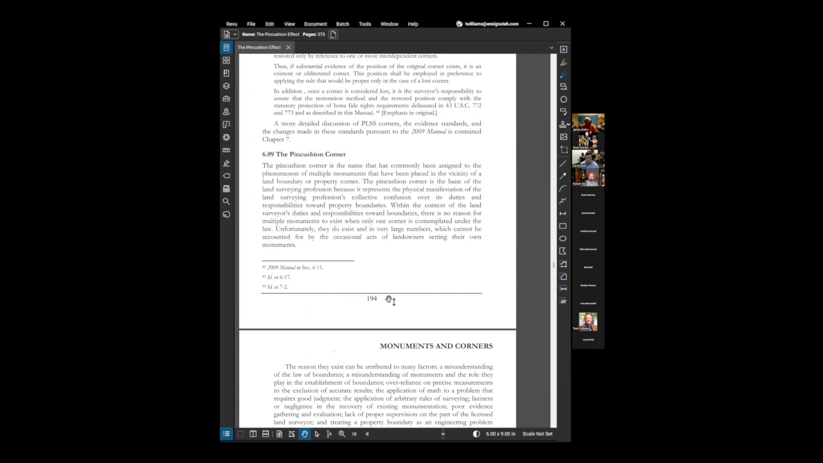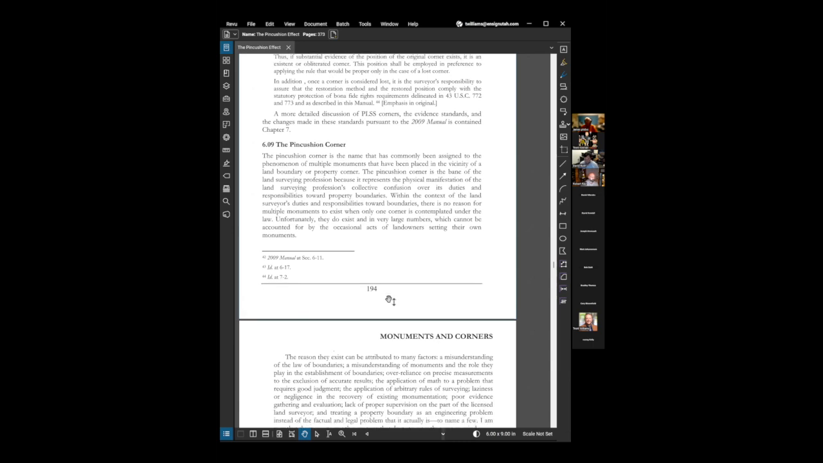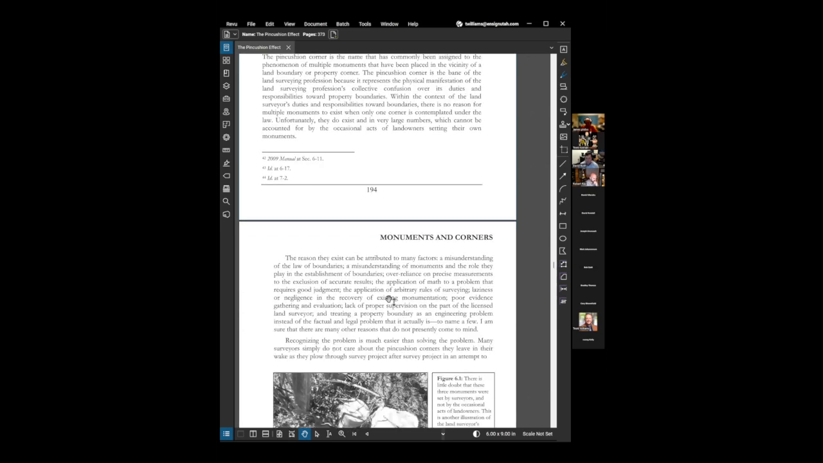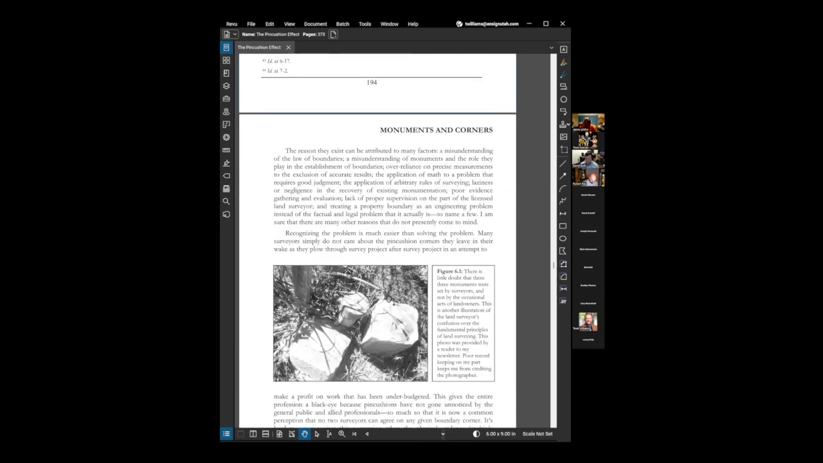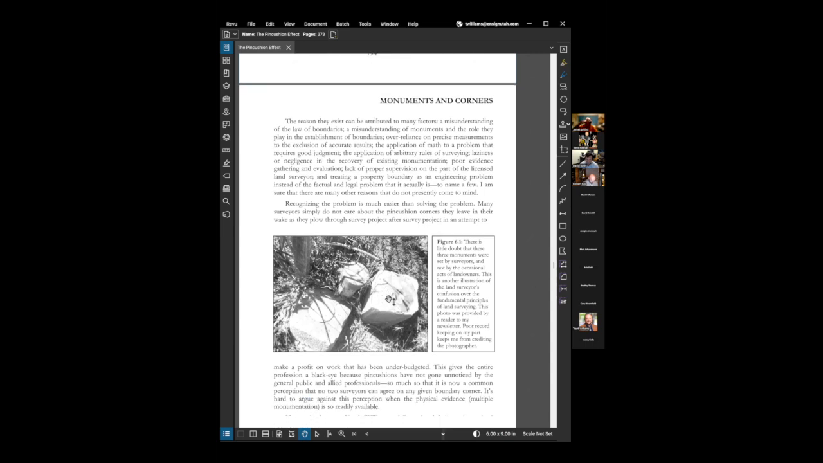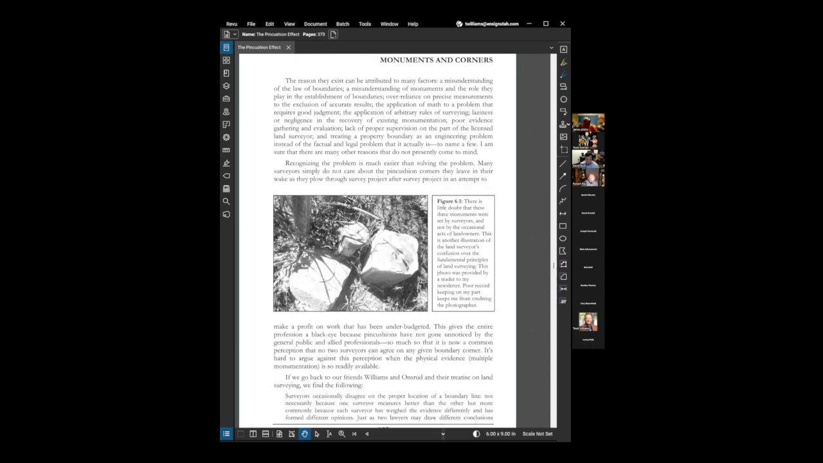Okay, we've got the pincushion corner. That's the whole thing we've been talking about, right? A corner that has multiple monuments, multiple locations set on the ground, causing confusion. I'm not going to spend a whole bunch of time on this, probably to Jeff's dismay, but I really do want to get to a major discussion here because I'm curious to see what you guys think. But here's a great example of a really bad pincushion. I mean, there's three big brass caps right there in that picture.